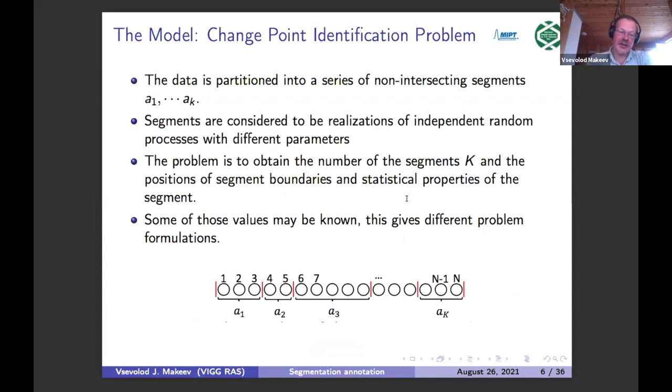And the model is, as I told you already, that the data are partitioned into a series of non-intersecting segments, and each segment is considered to be a realization of an independent random process, and parameters are persistent within each segment and abruptly changed at the boundaries of the segment. That's why this problem is called the change point identification problem. So we are interested in the positions of those boundaries, the change points. We are interested in identifying the number of segments K, and also the statistical properties of those segments and the positions of the boundaries between them.